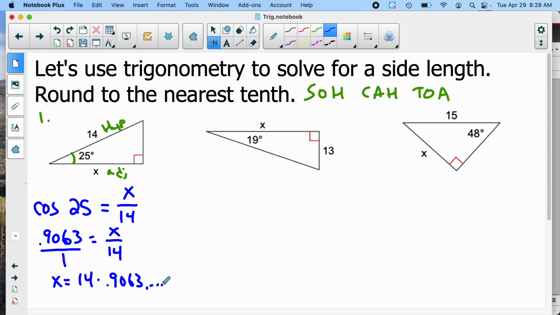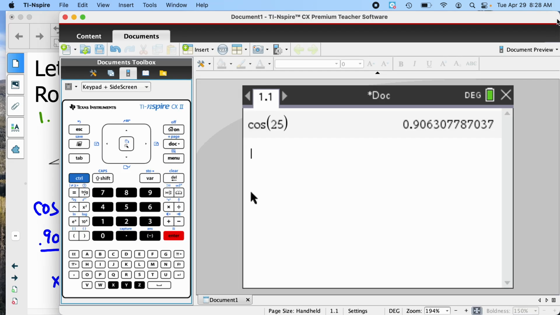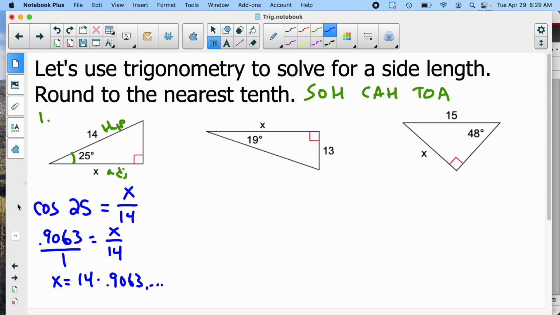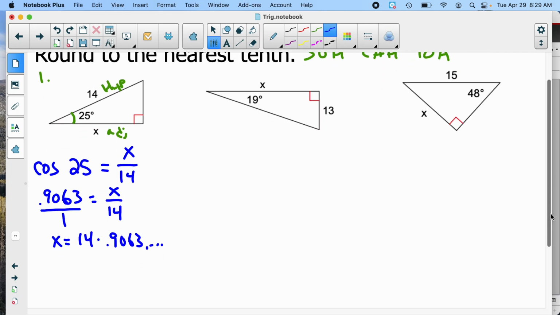Let's go back to the calculator for a minute. If I now take this number and multiply it by 14, this is my answer. This is what x is equal to. So this x is equal to 12.688, and so on. Let's round this to the nearest tenth. So my answer here is going to be x equals 12.7, rounded to the nearest tenth.